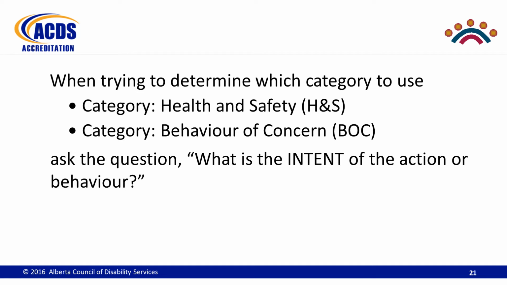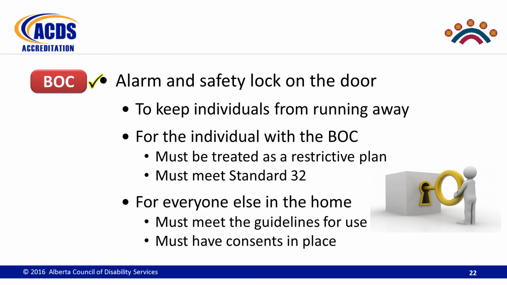When trying to determine if something like this falls under health and safety or behavior concern in terms of a category, ask yourself what the intent of the individual's actions is. It is different if he is a wanderer versus a runner. If there is an alarm and lock on the door to keep an individual from running away, this is for an identified behavior of concern and therefore must meet Standard 32 for a restrictive plan. There also needs to be guidelines and consent in place for all the other individuals that may be affected by this EI, even though it is not directly in place for them.